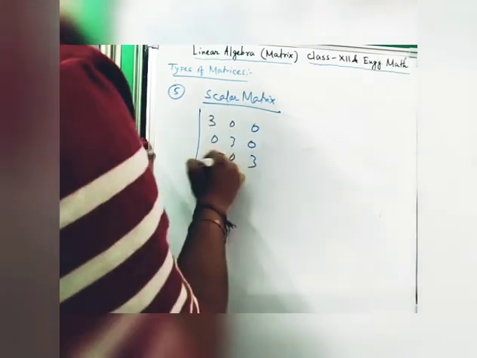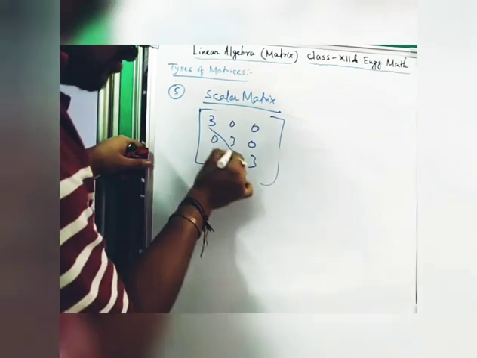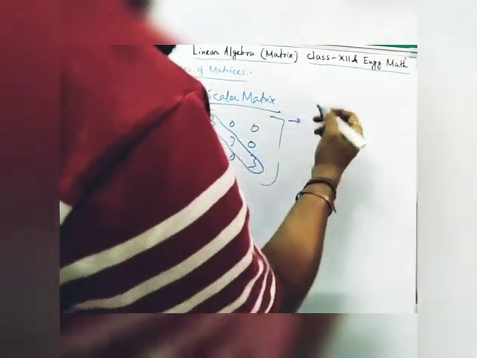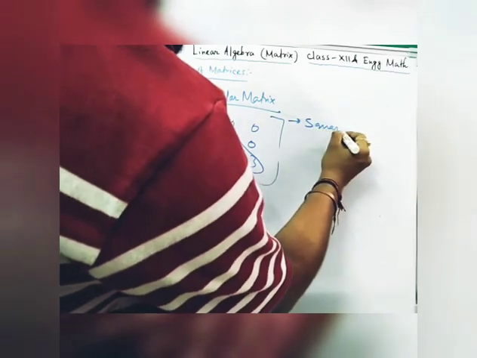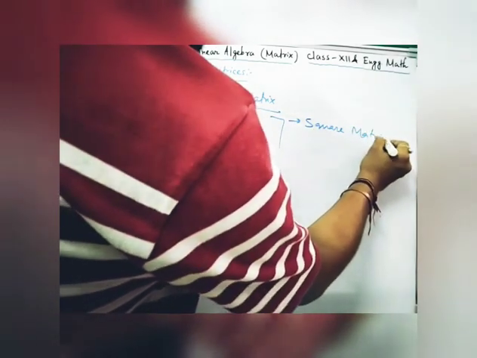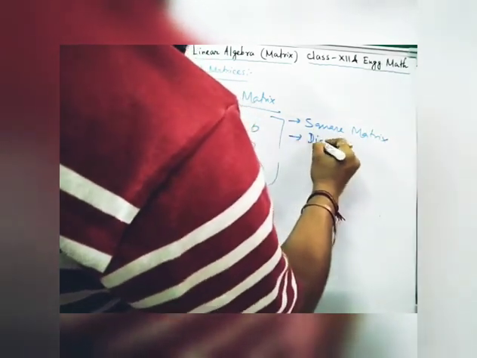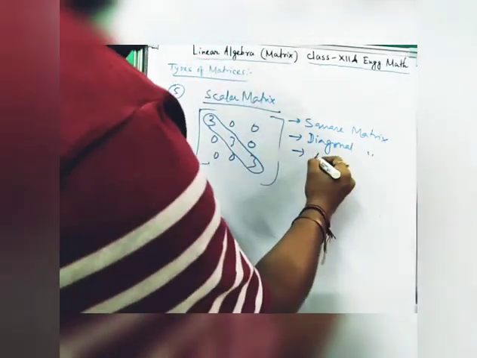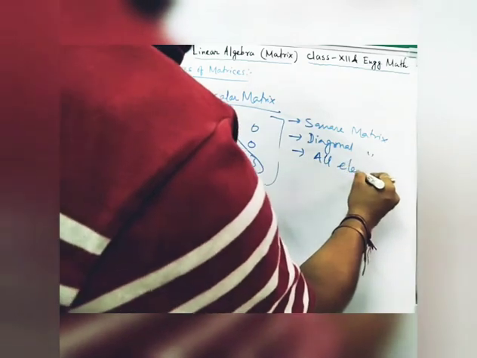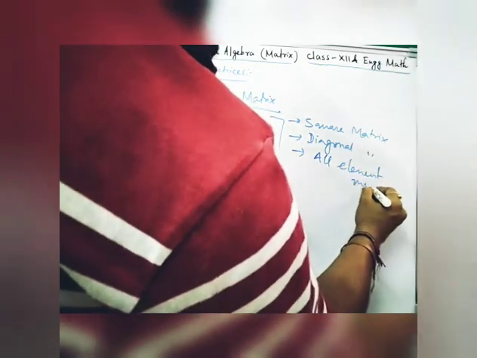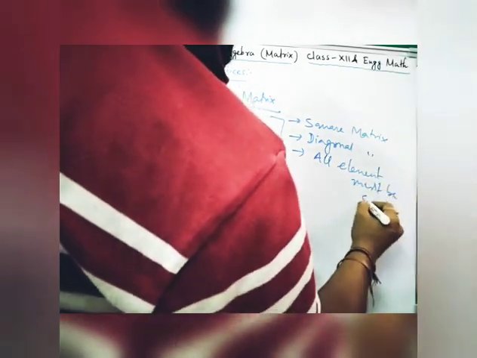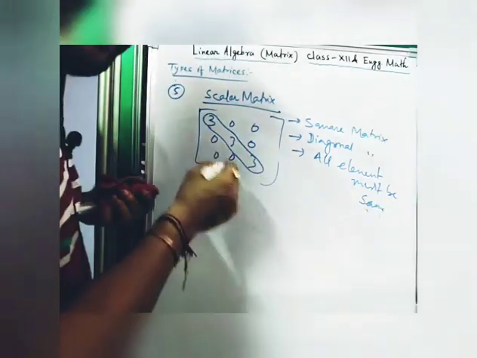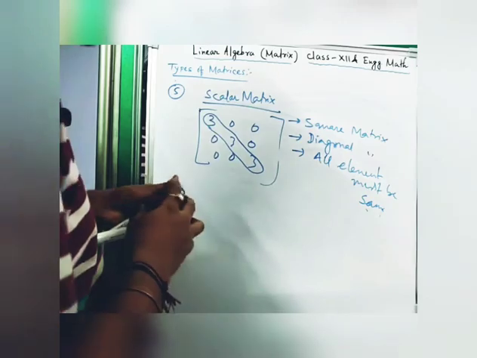You can see here all the diagonal values are equal. So there are two conditions. One is that it must be a square matrix and a diagonal matrix, and all elements in the diagonal must be equal. All elements in the diagonal must be equal. This is called a scalar matrix.